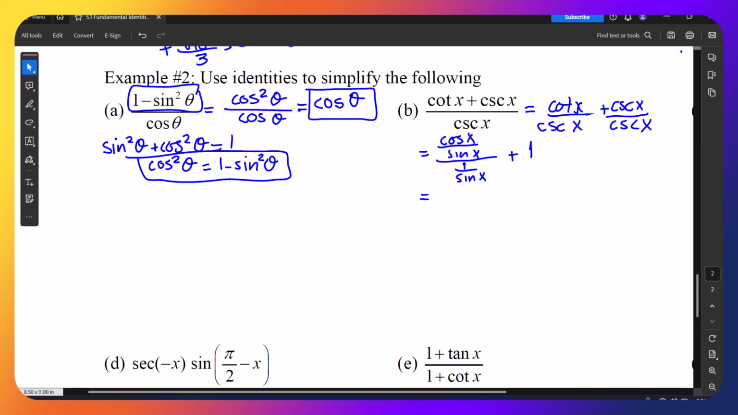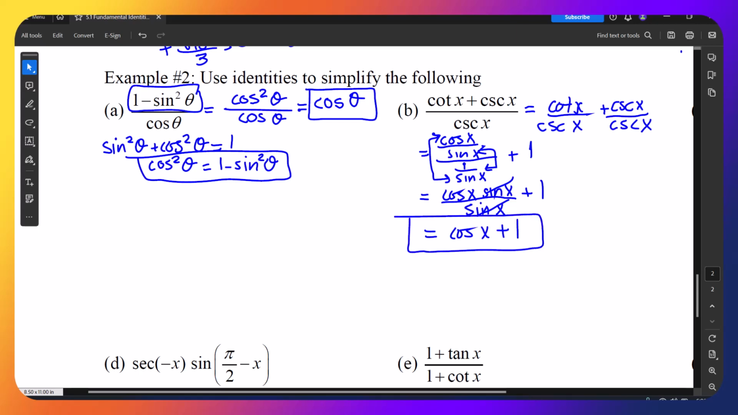Then dividing by a fraction over on the left is the same thing as multiplying by the reciprocal. The way I like to multiply this is I multiply the outer values and divide by the product of the inner values. So it really turns out to be cosine x sine x divided by sine of x plus 1. Then go ahead and simplify a little bit. Sine cancels out with sine, and all we have left is cosine of x plus 1. And this would be the simplified answer.